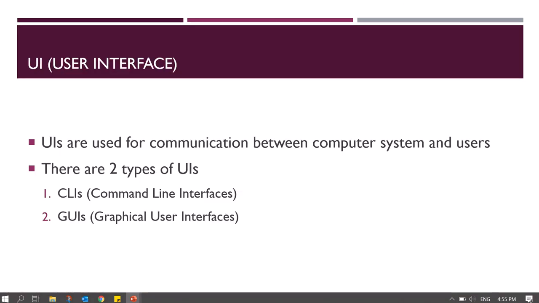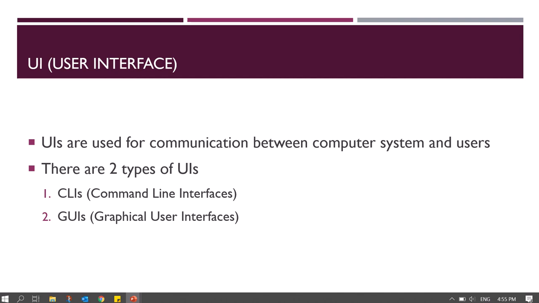Now, when we talk about UI, it stands for user interface. This means it is used for the communication between the computer system and the user. So, what is there in between the user and the computer such that what you understand and you want the computer to do, the computer is able to comprehend and understand it. That is what a UI does. There are basically two types of UI, which is CLI and GUI. CLI stands for Command Line Interface and GUI stands for Graphical User Interface.